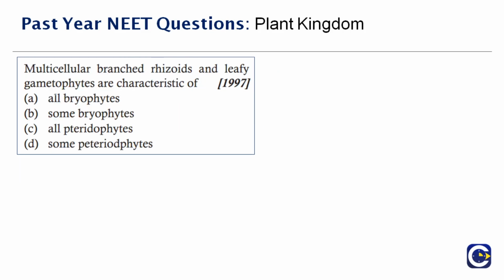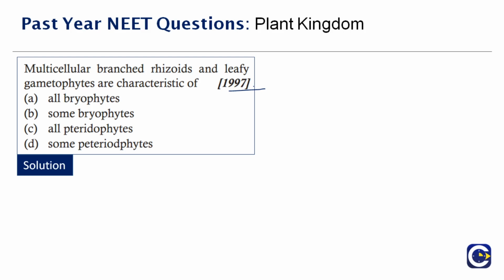Multicellular branched rhizoids and leafy gametophytes are characteristic of dash. This question was asked in the year 1997. Now let's come to the solution. So what do you know about rhizoids? They are all present underneath the soil, which helps in plant storage and even in nitrogen fixation, carbon fixation. So they help in all that. So here the question is, multicellular branched rhizoids and leafy gametophytes are characteristics of what?